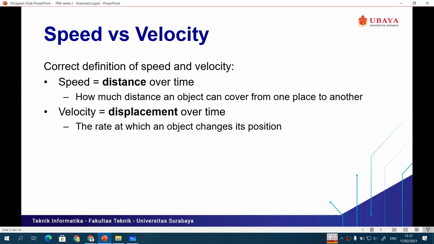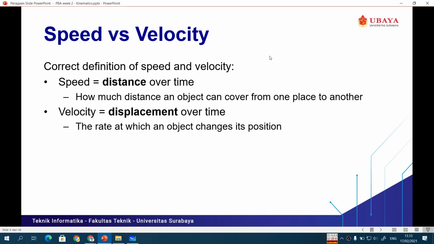Okay, so the correct definitions of speed and velocity. Here speed is defined as distance over time, that means how much distance an object can cover from one place to another. Meanwhile, velocity is described as displacement over time, the rate at which an object changes its position.